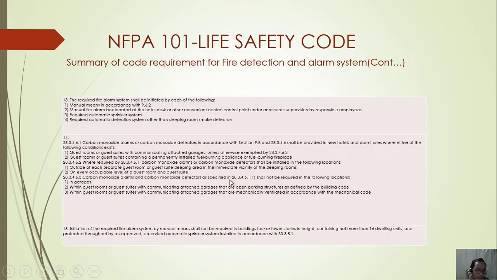Okay? And for 14, for CO, it's the same again, guys. But there's an additional. When you have a guest room with a communicating attached garage, then you have to have a CO detector there, and the rest outside each sleeping guest room or sleeping area, and every occupiable level of a guest room and guest suite. So you need a CO detector there. And where it is not required, same. When you have guest suites with a communicating attached garage that are open parking, then you don't need to have a CO detector.